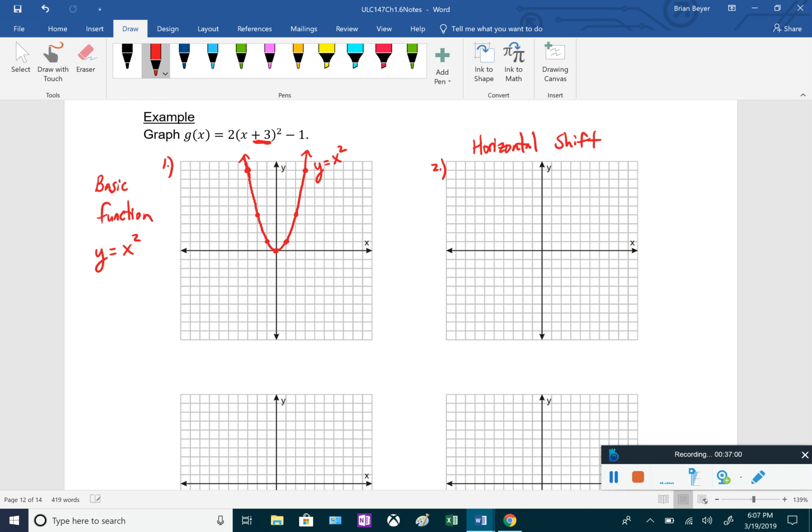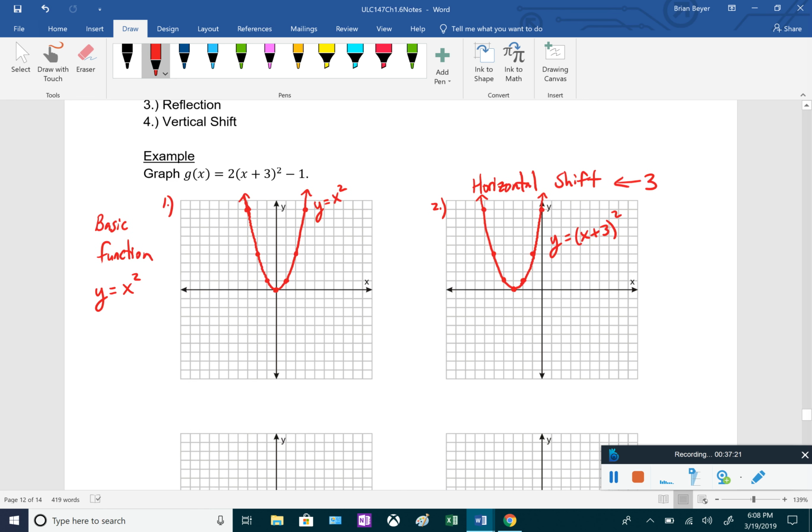It's this plus 3 that's on the x, which means we're going to move it to the left 3. So we're going to take this graph and move it to the left 3. So every single coordinate, every single xy point gets moved to the left 3 units. And we end up getting that.